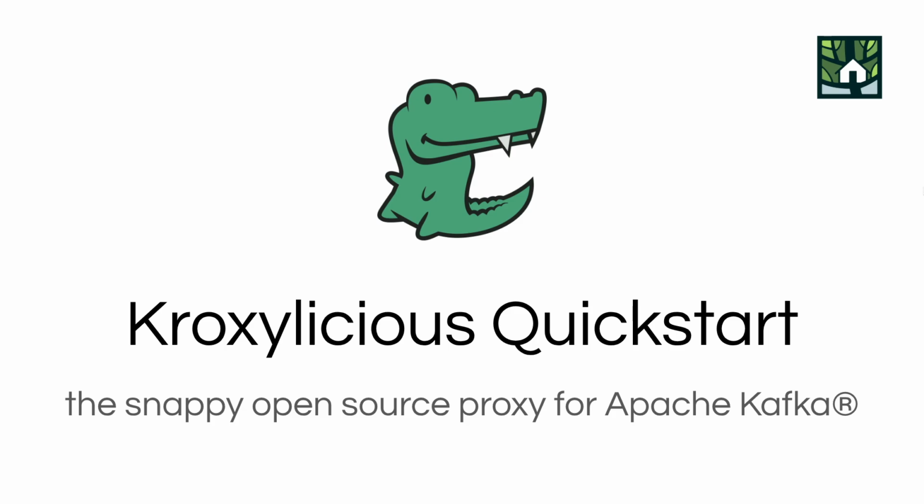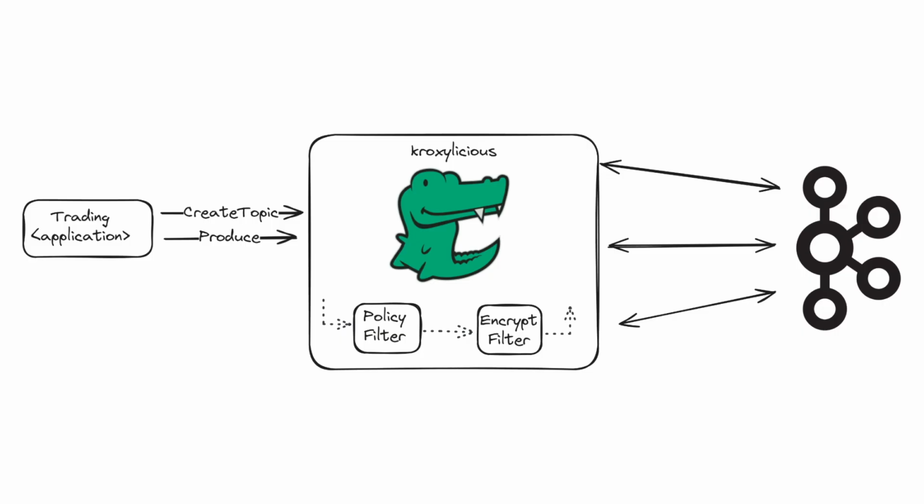Hi, this video is a demonstration of the Kroxylicious Quickstart, which is the fastest way to get up and running with Kroxylicious, the snappy open source proxy for Apache Kafka. So a quick refresher, Kroxylicious is a proxy technology. So you start a Kroxylicious proxy that sits in front of an Apache Kafka cluster. Then client applications will talk to Kroxylicious and it will talk to Apache Kafka on their behalf.